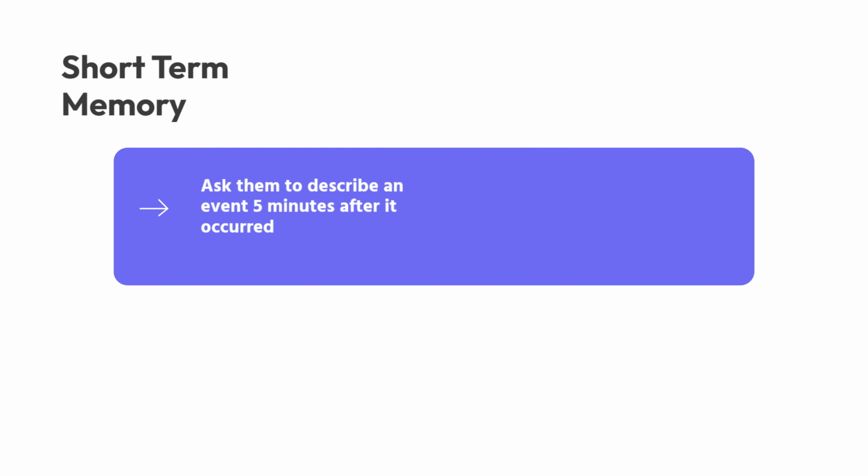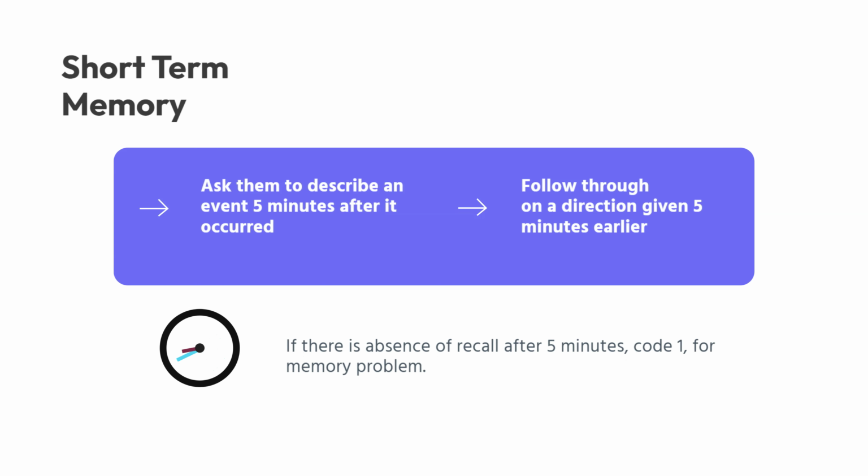Similar to our resident interview, the staff assessment will involve evaluations to gauge short-term and long-term memory. The short-term memory domain can be measured by asking the resident to describe an event 5 minutes after it occurred, if it can be validated, or follow through on a direction given 5 minutes earlier. If the most representative level of function shows the absence of recall after 5 minutes, code 1, for memory problem.